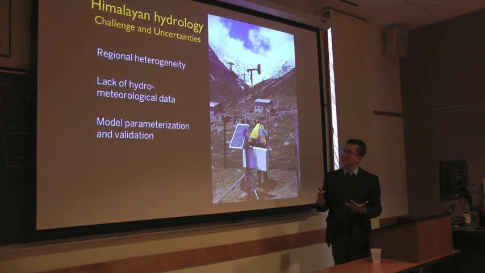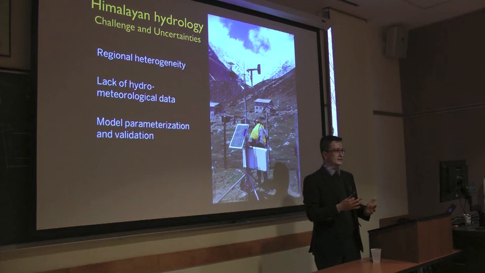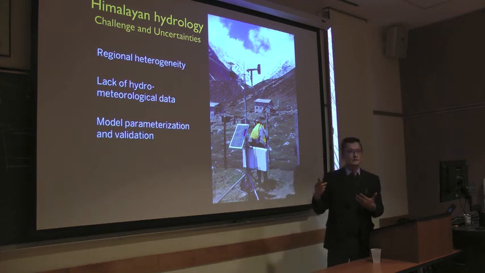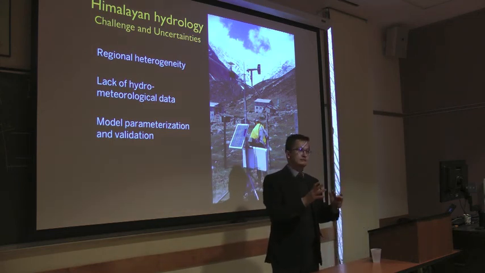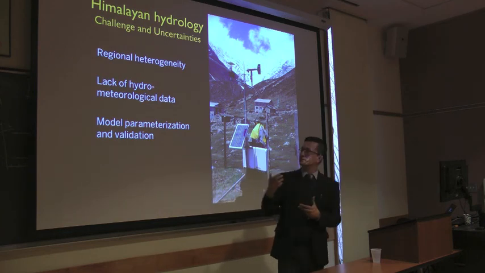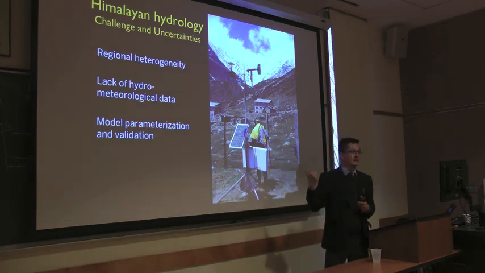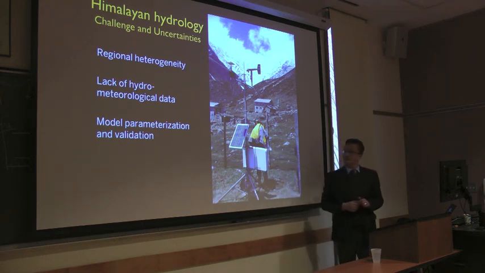So there's a lot of challenges. There's regional heterogeneity, there's topographic variability. We don't have a lot of data above 4,000 meters. We don't have a lot of precipitation data. We are using gridded rainfall data in some cases. We're using very sparse observations of rainfall data to model the hydrology of this region.